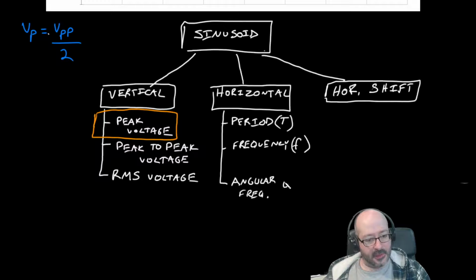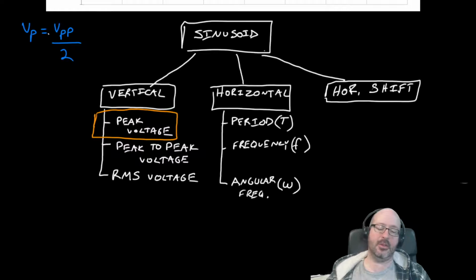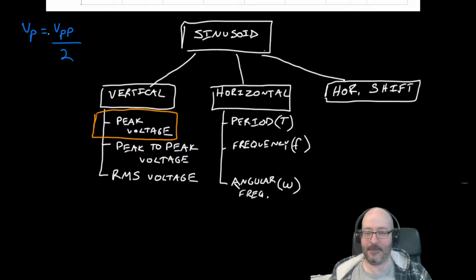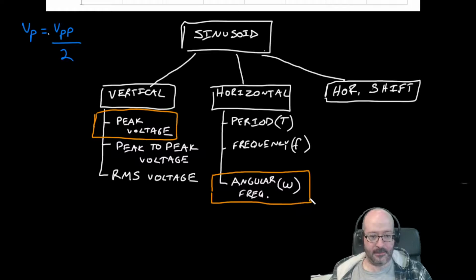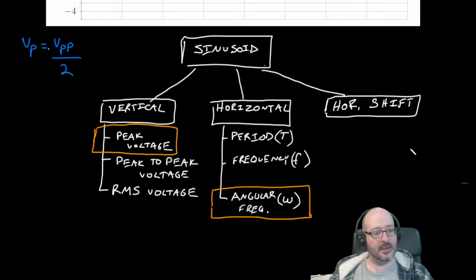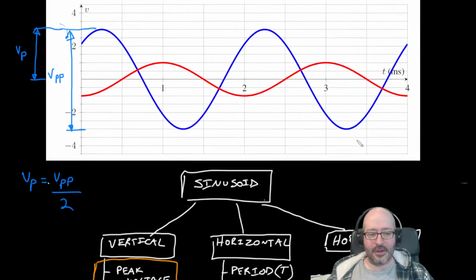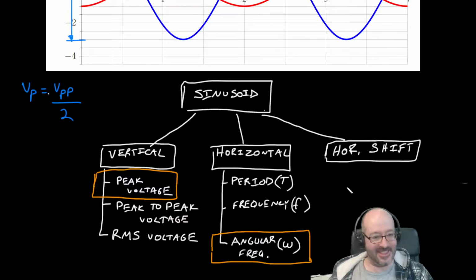But angular frequency, we're going to use the Greek letter omega. Looks like a little lowercase w, but it's an omega. Don't call it a w. Okay, so again, when we're dealing with representing these sines and cosines as complex numbers, we're mostly going to be interested in this one. Okay, this angular frequency.